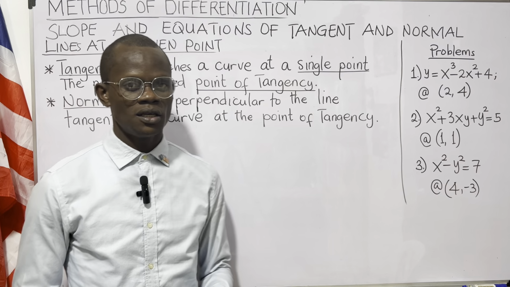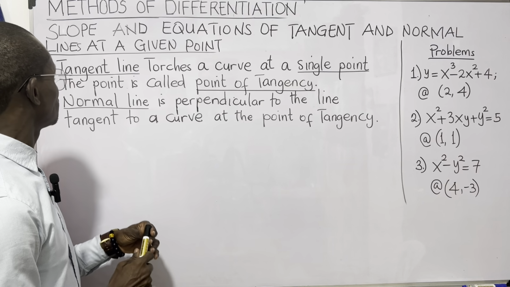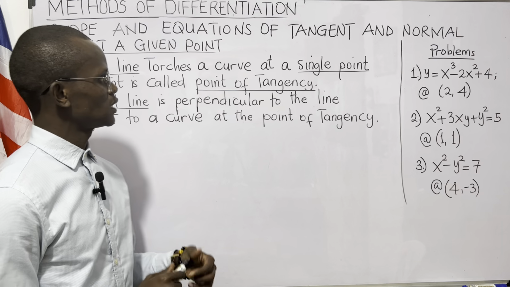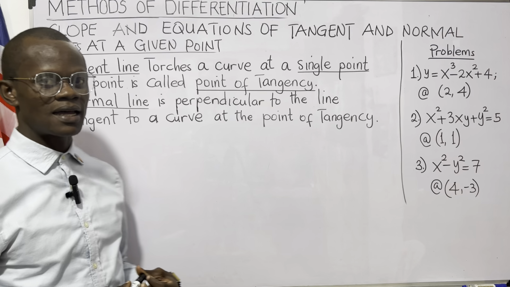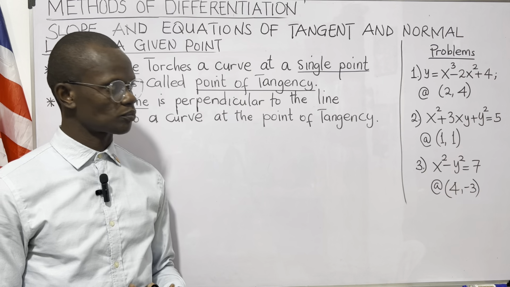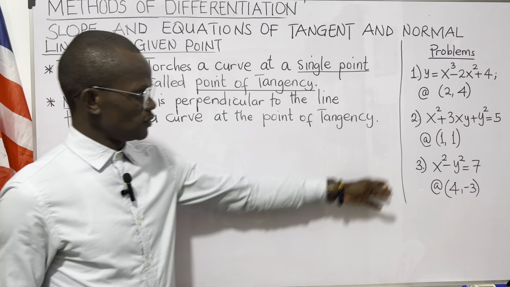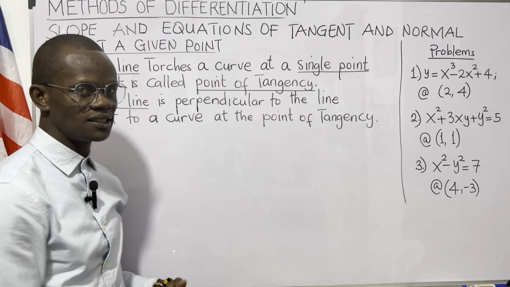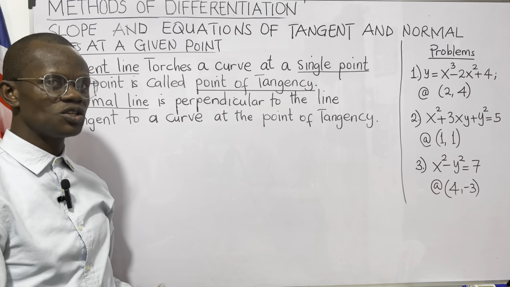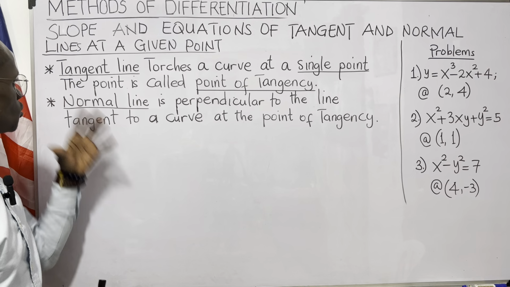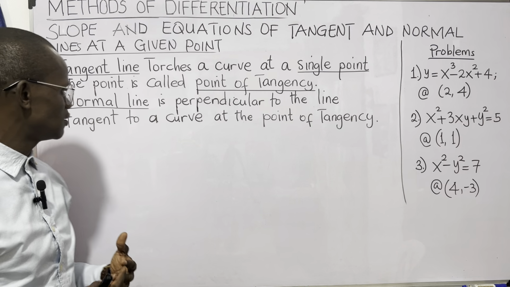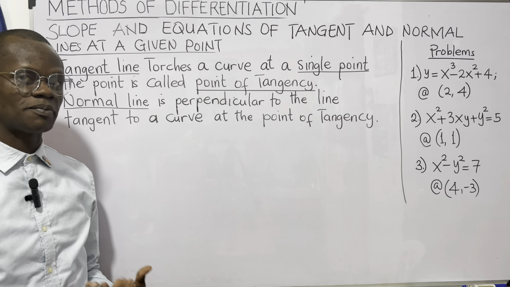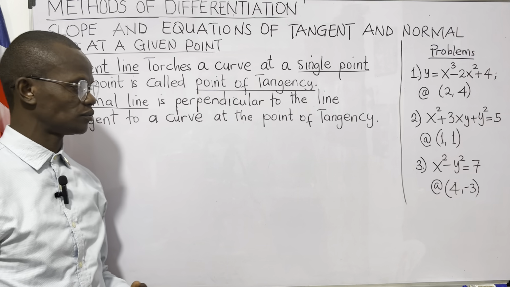In today's lesson, we want to take a look at slope and equations of tangent and normal lines at a particular point. So these are the first set of problems that we want to look at, and after this lesson, we will look at additional problems as well. So the first thing we want to know: what is a tangent line and what is a normal line? We will also explain what is a secant line.